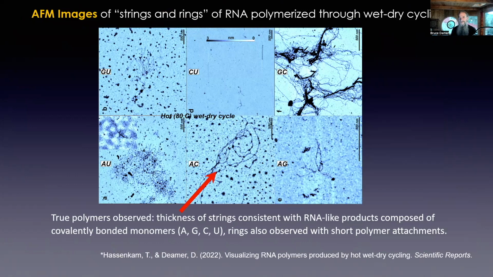This is a new line of evidence. This is from our colleague Tue Hassenkam at the University of Copenhagen, who uses an atomic force microscope to take samples that we send him, and samples that he also wet-dry cycles in the AFM chamber itself. And you can see what we call rings and strings, polymer thick strings of RNA-like products that are observed visually as these tangled mats in the atomic force microscope. And you can find this in Scientific Reports, published in June of this year.